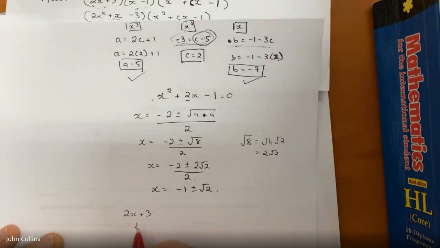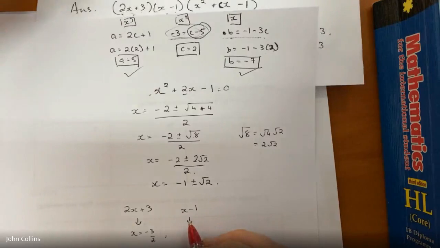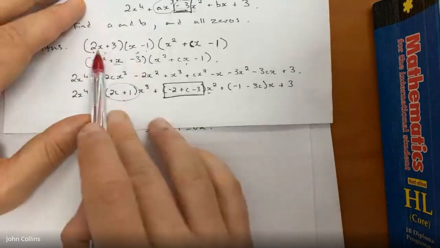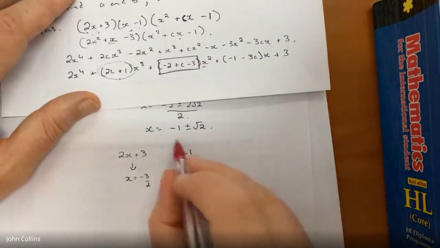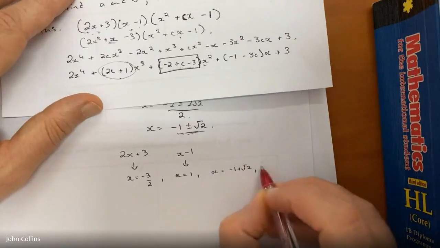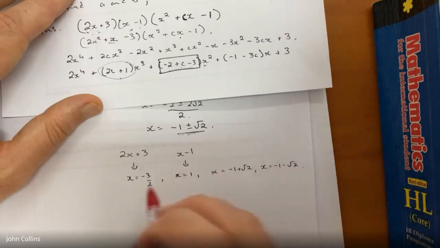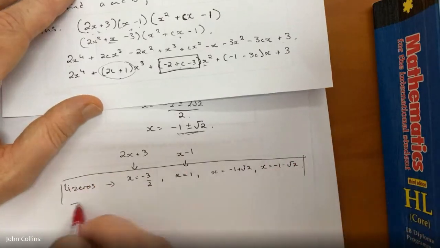2x plus 3 gives me the root x is equal to minus 3 over 2. That's one root. We have x minus 1, which is once again given in the question. That means x is equal to 1 is a zero. Another zero we have from here, x is equal to minus 1 plus root 2, and our last zero is x is equal to minus 1 minus root 2. You could have just written plus or minus like I did here. But there are our 4 zeros of my quartic polynomial, and that's the answer.